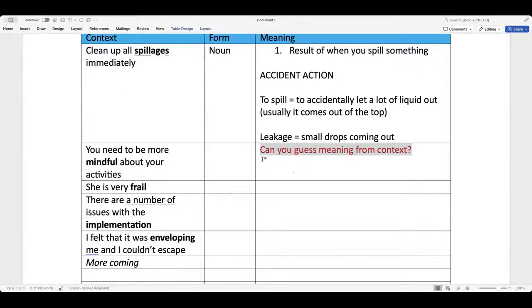Alan, sorry, clean up all spillages. This all is adjective. I think it would be an adjective, yes. Yes, that's why. Okay. You're welcome, sir.